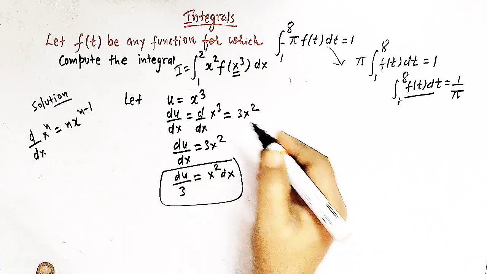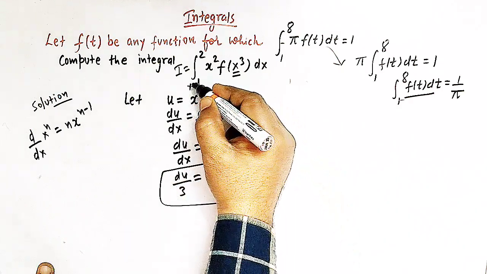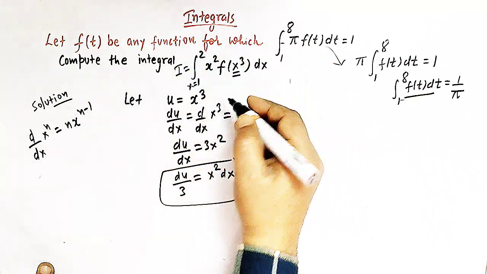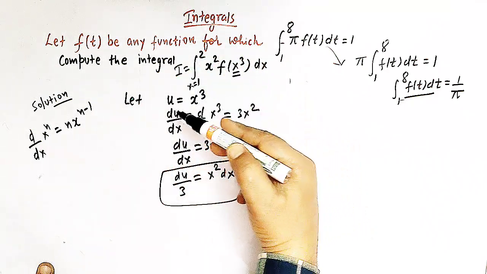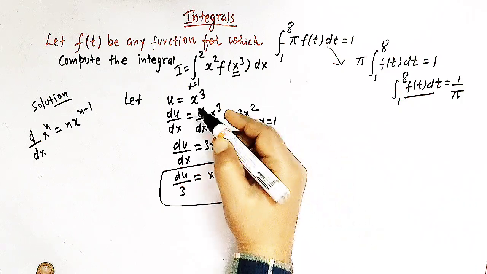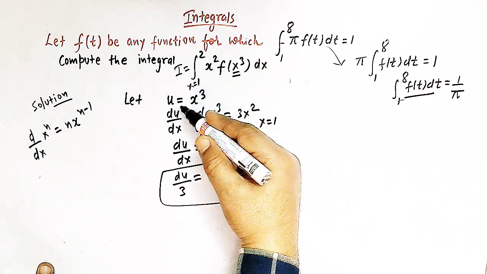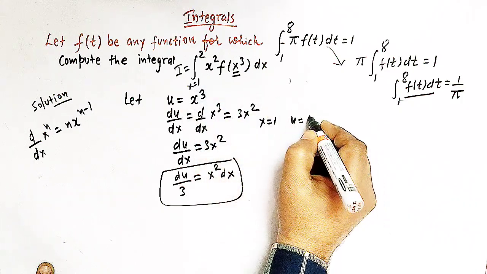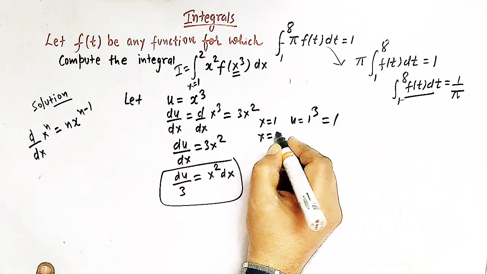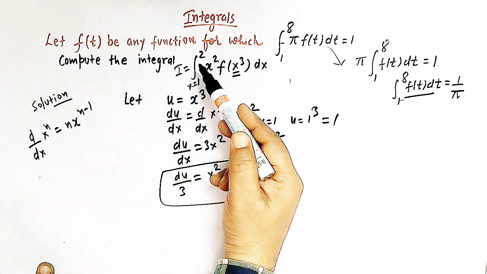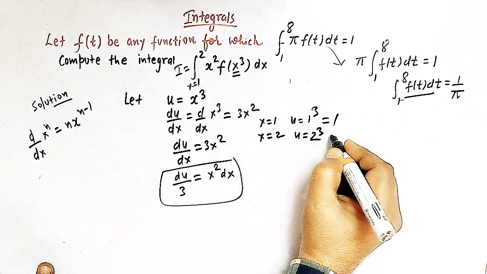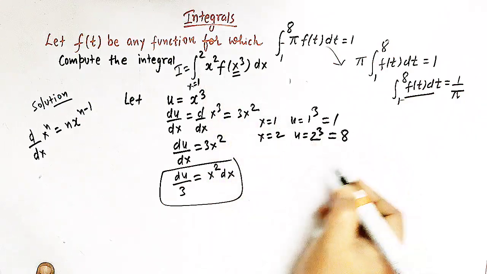Okay, so now here the limits vary from 1 to 2. So let us change the limits as we have used this substitution. So when x is equal to 1, that is the lower limit, then the value of u is 1 cube, that is simply 1. And when x is equal to 2, that is the upper limit, then u is 2 cube, that is 8, right?